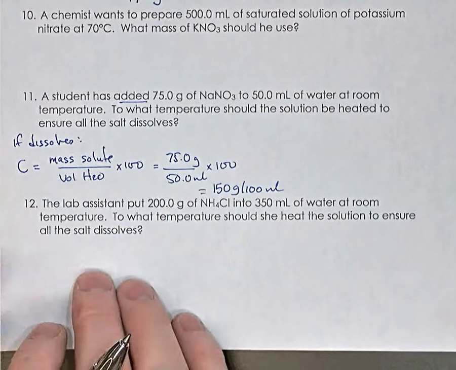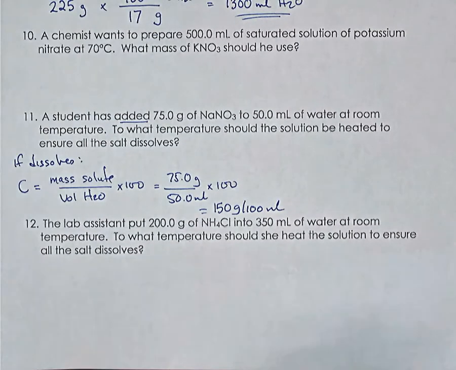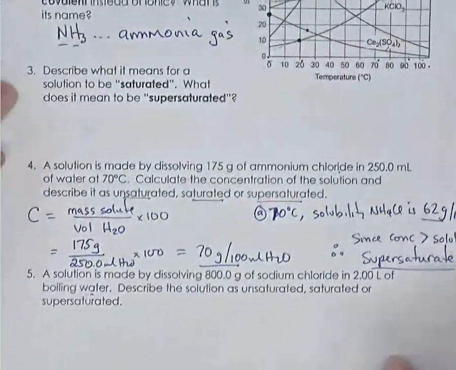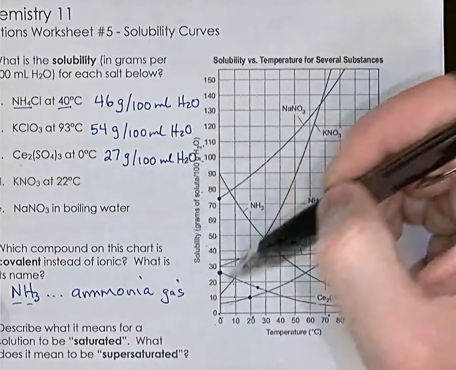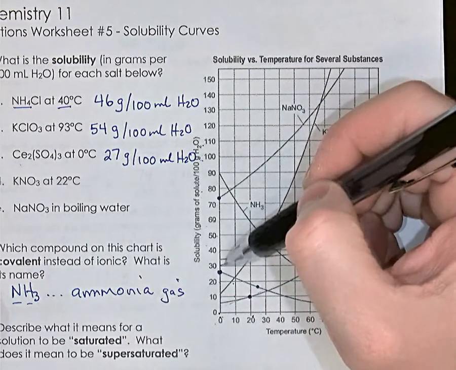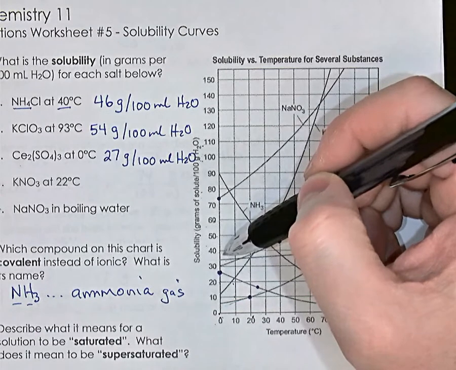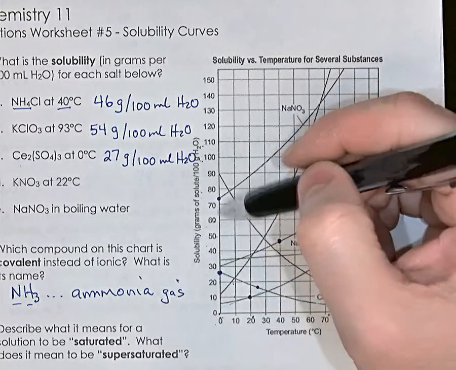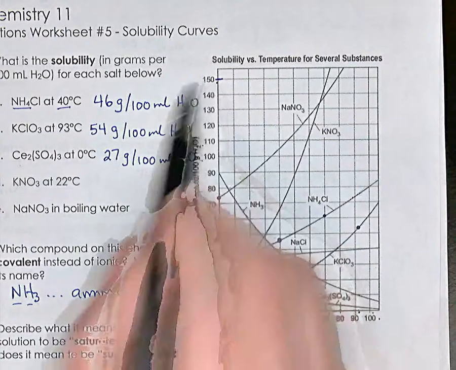So this is sodium nitrate, and I'm wondering to what temperature I should heat it. It's starting off at room temperature. To make sure that it all dissolves, I'm going to find 150, the concentration that we just calculated, on the y-axis. If our salt just perfectly dissolves, then it will be saturated, and the concentration will equal the solubility of the salt. So 150, the concentration of our solution, is way up here at the top of the graph.